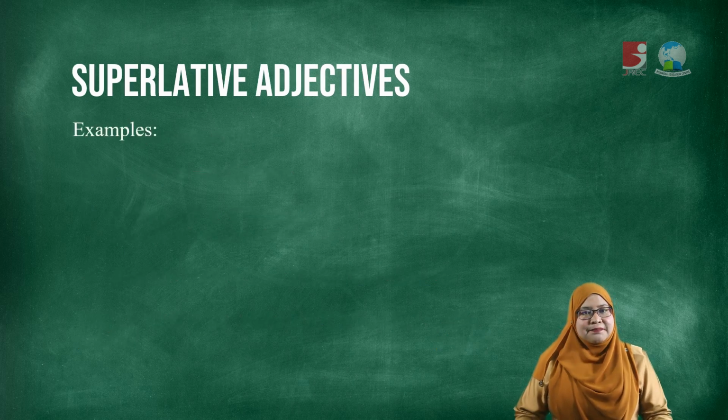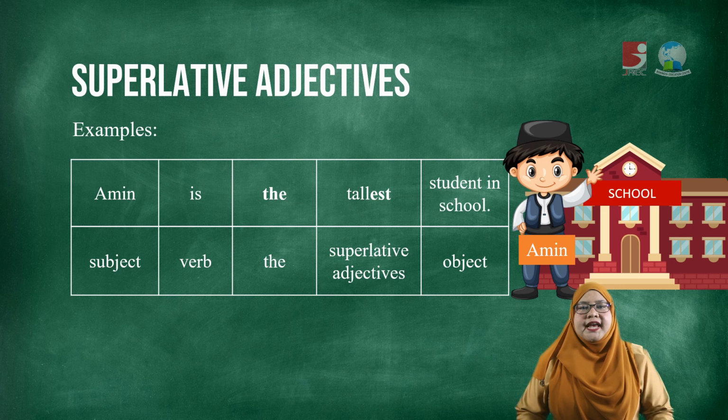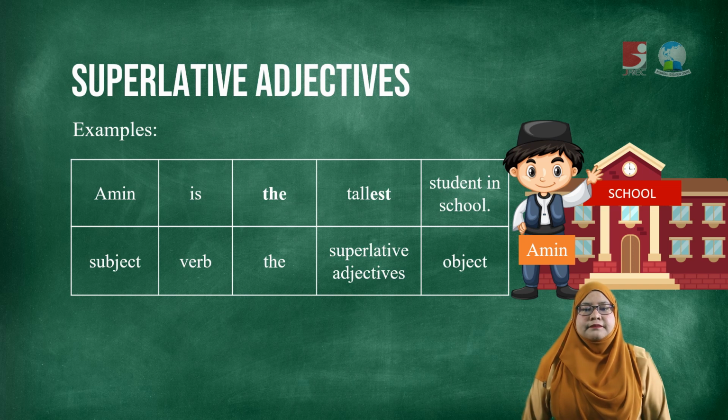Here are the examples. Amin is the tallest student in school. As you can see, we are comparing not more than 2 people. So, superlative adjective will be applied in the sentence.